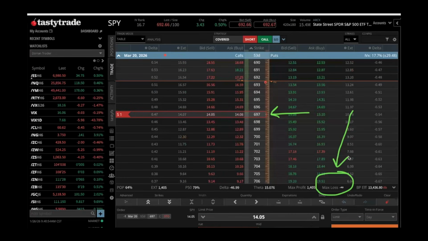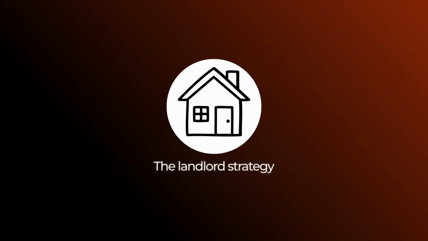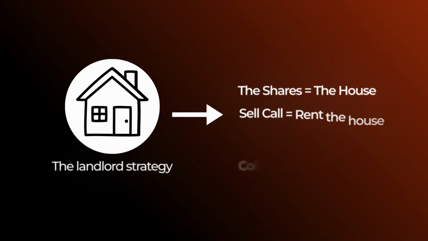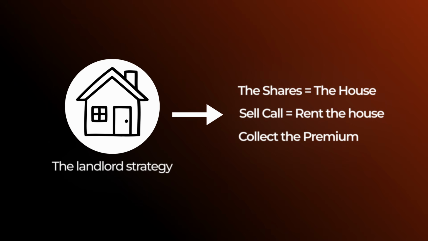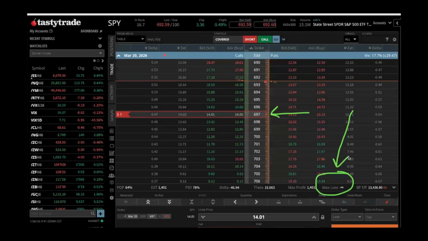But when you marry it to shares, then it becomes conservative. Because now you have the shares to be able to provide to the buyer. You have an obligation to provide shares, but you already have the shares, so it's covered. We like to call this type of strategy the landlord strategy. Your shares represent a house, and you get to rent your house out on a regular basis and collect rent on it. Right? So your shares are your house. Very conservative strategy. You're just marrying a basic call, selling of a call to your shares.